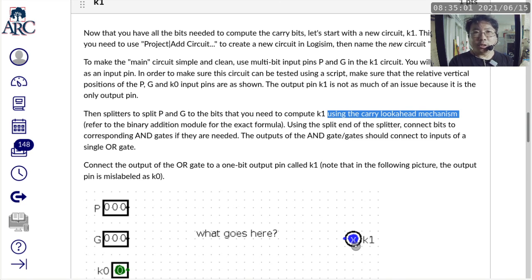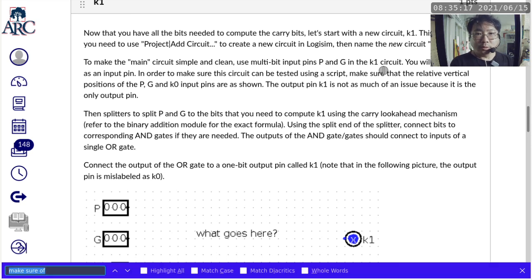So now the question is, what do we do? On one side we have a multi-bit thing, on the other hand we have a single-bit thing. The splitter is the answer. And how do people know that they're supposed to use a splitter? For the most part, I'm relying on people to make that connection.